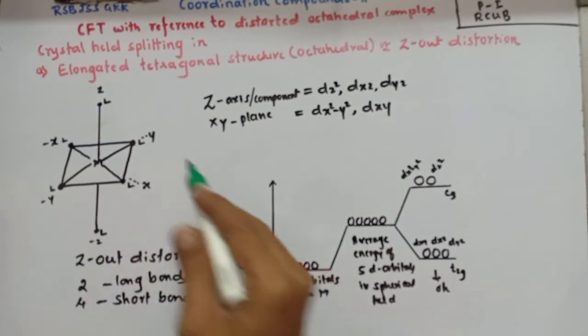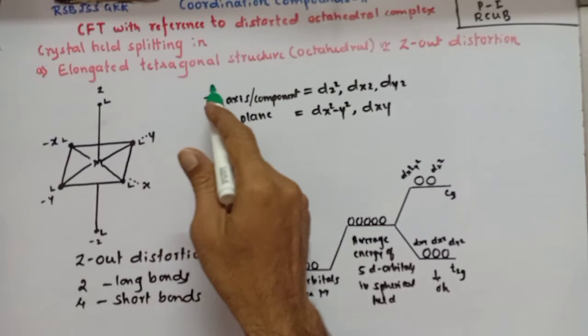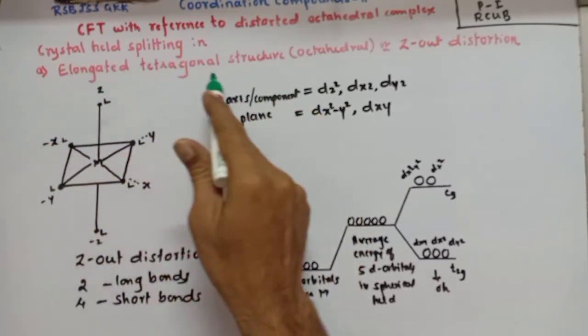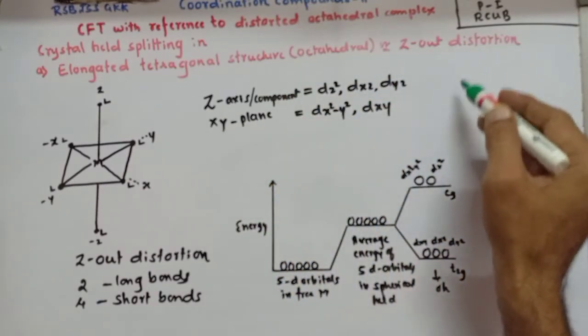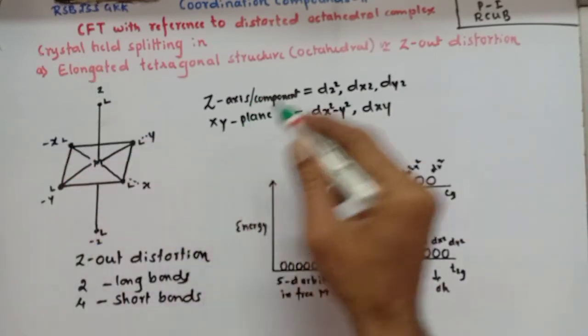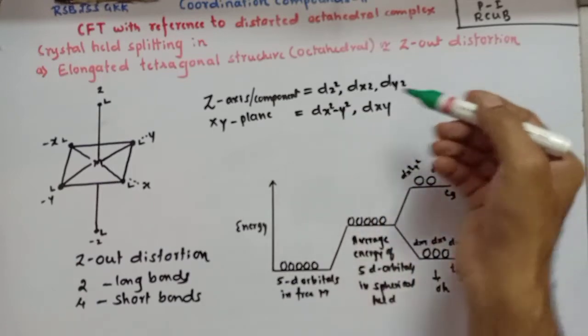So let us study the crystal field theory with reference to the elongated tetragonal structure. That means crystal field splitting in case of elongated tetragonal structure. That means when the Z-out distortion takes place in an octahedral complex, in that condition how the five d orbitals are going to split into different sets of orbitals having different energy. Let us see that.